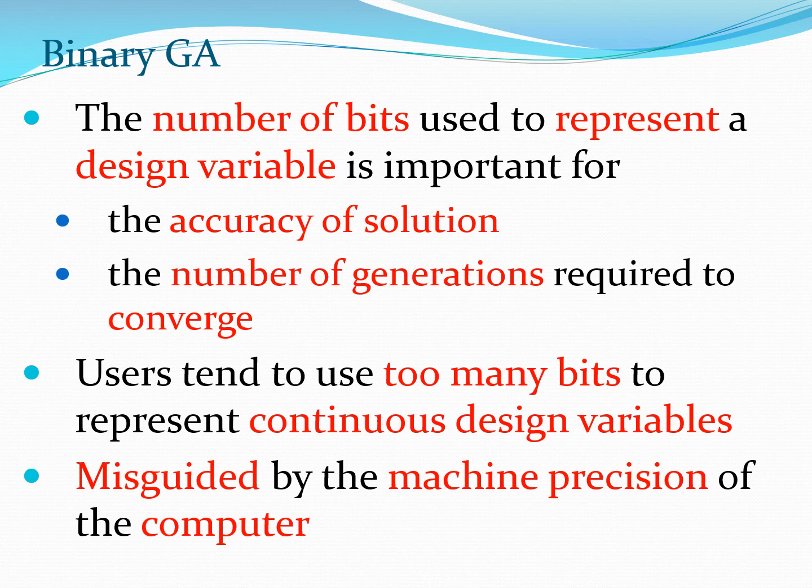Now, we clearly see that the number of bits used to represent a design variable is going to be important for how correct your solution is in terms of the discretization, and also how much time it is going to take you to converge, because again, if you take a very high level of discretization, that may take more time. Generally, most users tend to use too many bits to represent the continuous design variable. So typically something like 4, 5, 6 should be sufficient for most problems. But many people are misguided by the machine precision of computers, and they end up taking a very large number of bits which may actually not be required for a problem.